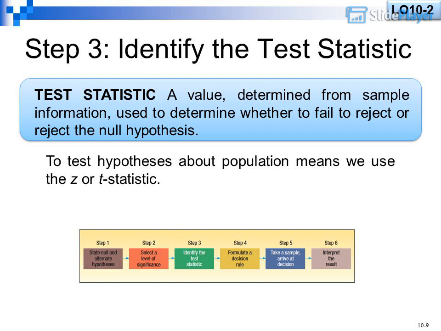Step 3. Identify the test statistic. Test statistic: a value, determined from sample information, used to determine whether to fail to reject or reject the null hypothesis. To test hypotheses about population means we use the Z or T statistic.